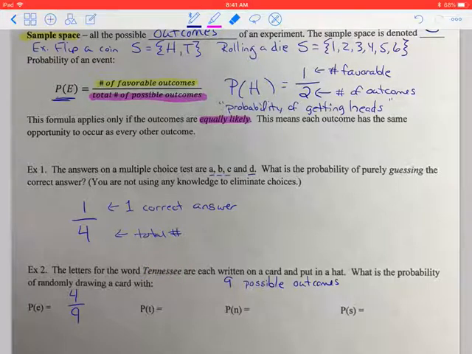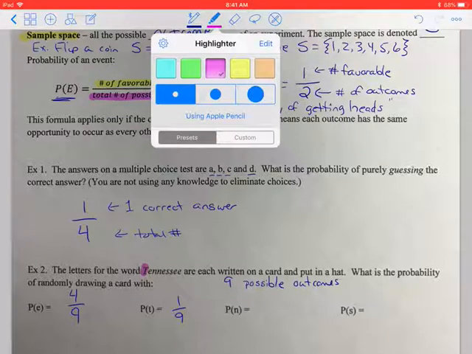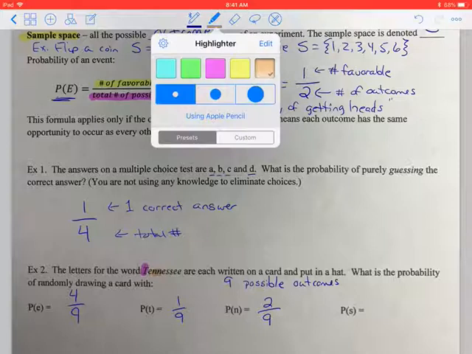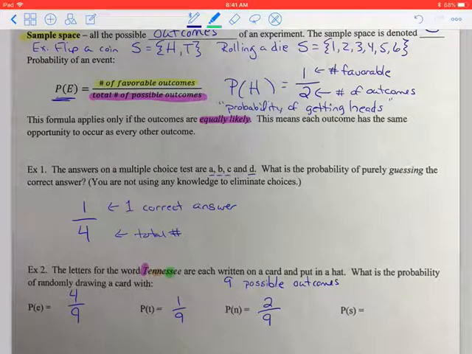The next one is the probability of getting T. I only see 1 T, so that probability would be 1 out of 9. Next I'm going to move to N. I see 2 N's, so the probability of getting an N would be 2 out of 9. Then I move over to S's. I see 2 S's, so that probability would also be 2 out of 9. So I have a 2 out of 9 chance of drawing an S.